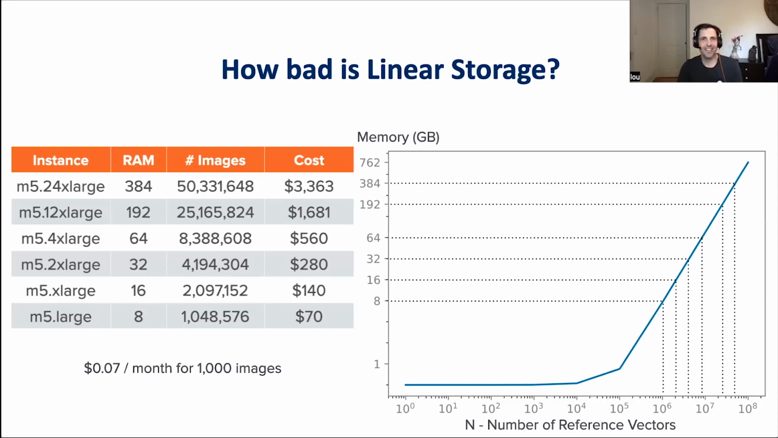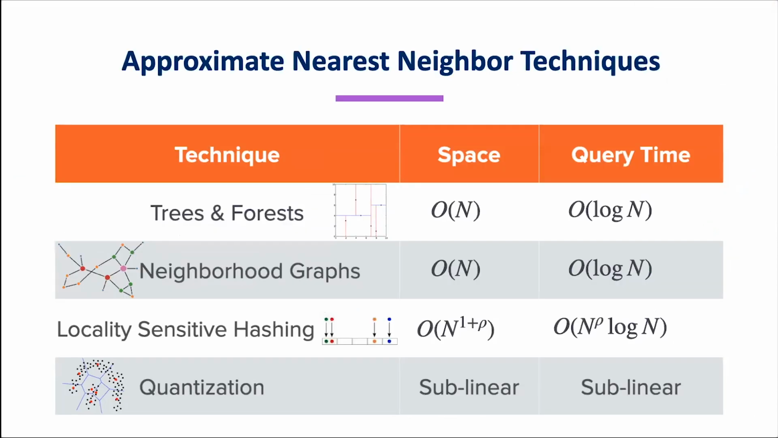So not good. Storage cost is really part of the equation that we need to look at when we're picking a technique for approximate nearest neighbors. Most approximate nearest neighbor techniques can be broken into one of 4 families. There's trees and forests, like the classic KD tree in higher dimensions, which is basically a binary search in more than one dimension. Neighborhood graphs are another technique, but they still require linear storage space, so we figured that wasn't going to work for us.